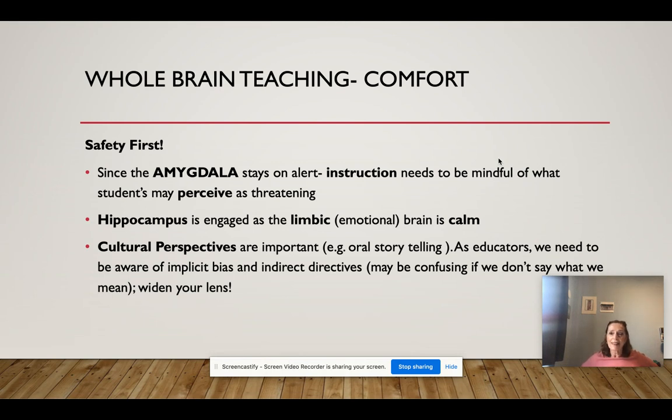So comfort, safety first. We need to create spaces for our kids, for our students, that make them feel safe. Since the amygdala stays on alert, when instructions are given, we need to be mindful of what students may perceive as threatening. Okay? We want to connect with them before we direct them. So connecting is really important in establishing comfort.